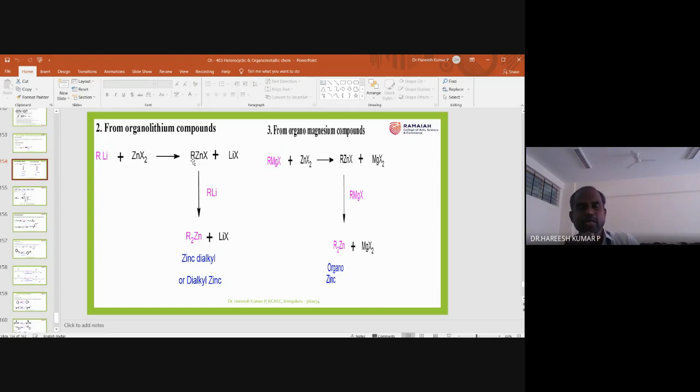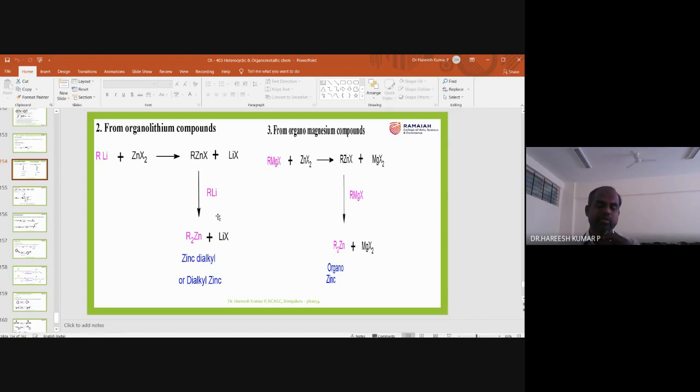Starting with alkyl halide, starting with organolithium, starting with organomagnesium. So that's what you can remember. The product you remember, and the remaining equation, the balanced equation, you have to write. So this is about the method of preparation of organozinc. In the next slide, I am taking one example.